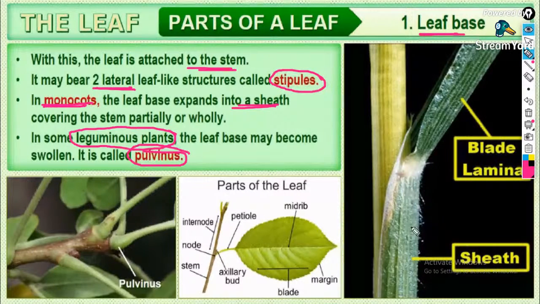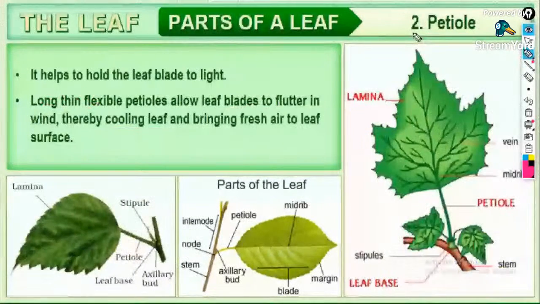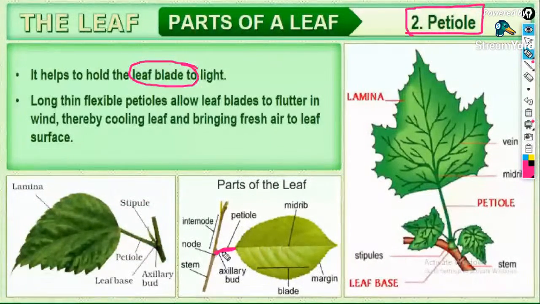Okay, it's clearly depicted in the diagram. Leaf blade, sheath. Okay, next one. Second part is the petiole that we discussed. So it helps to hold the leaf blade to light. What is the function of this petiole? It helps the leaf to be in position to get the maximum amount of sunlight.